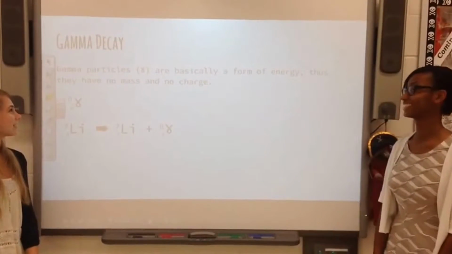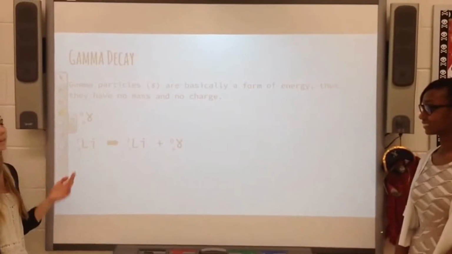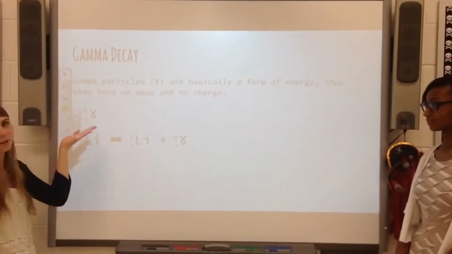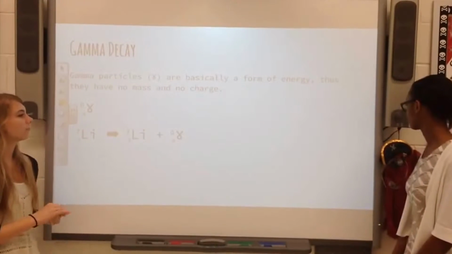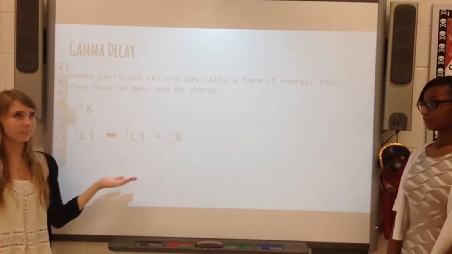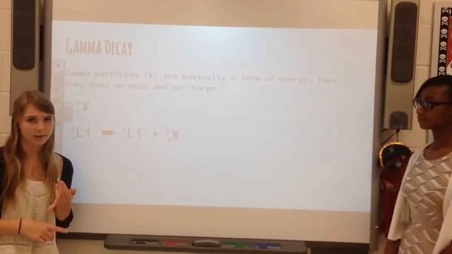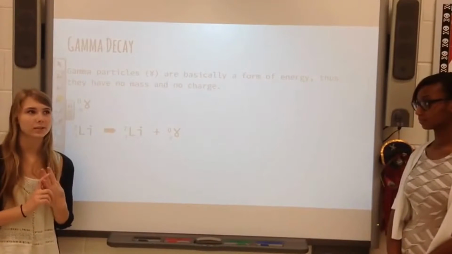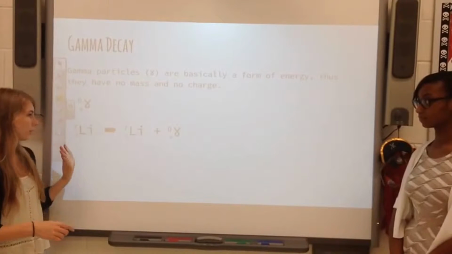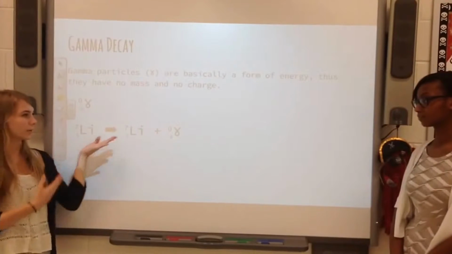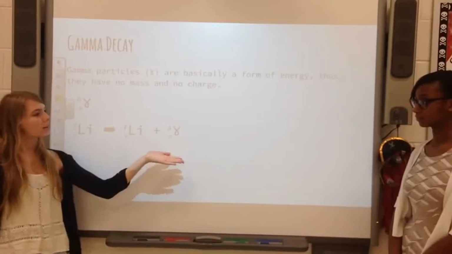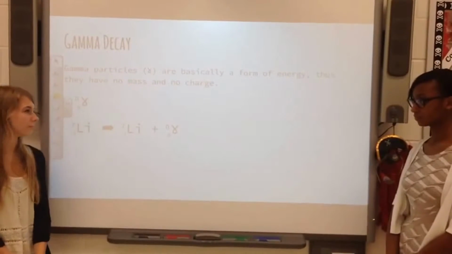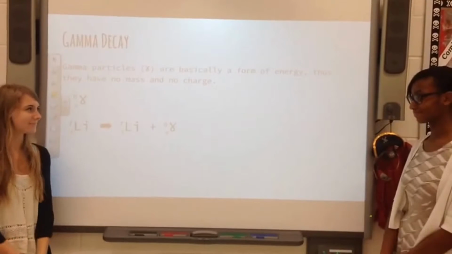This is gamma decay, and it has the Greek letter gamma, which is very similar to beta. But the gamma has no mass and it has no charge. It's basically just a form of energy. So whatever you have on the left will be the same on the right. And then you just add the gamma particle on the right.